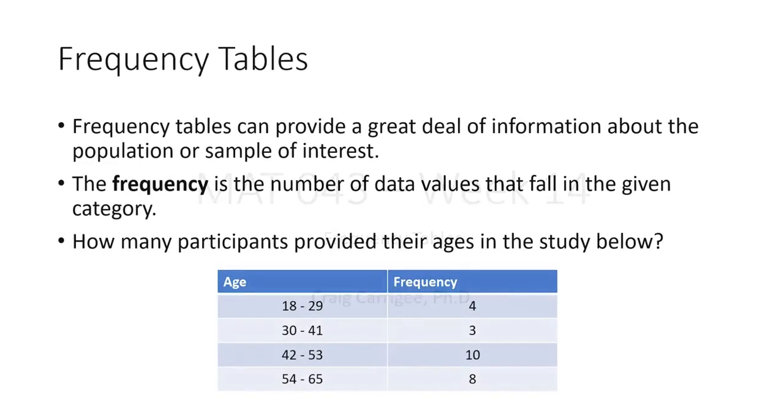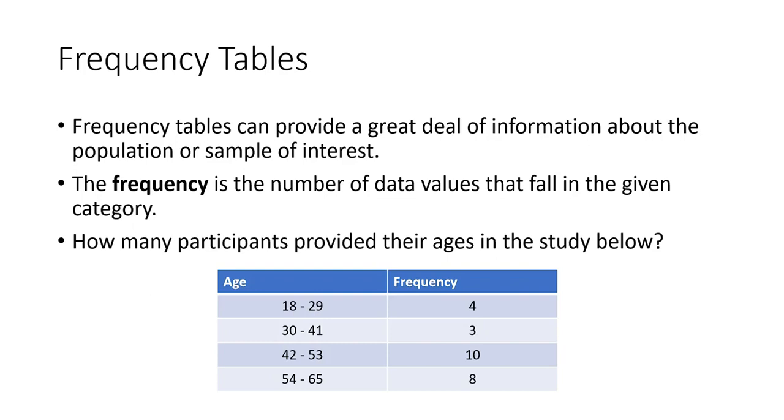Frequency tables can provide a great deal of information about the population or the sample of interest. The frequency is just the number of data values that fall into a given category. So here we have the ages and the frequency of participants in a study. We want to know how many participants provided their ages. Well, the frequency is just a count of how many people were in the study.